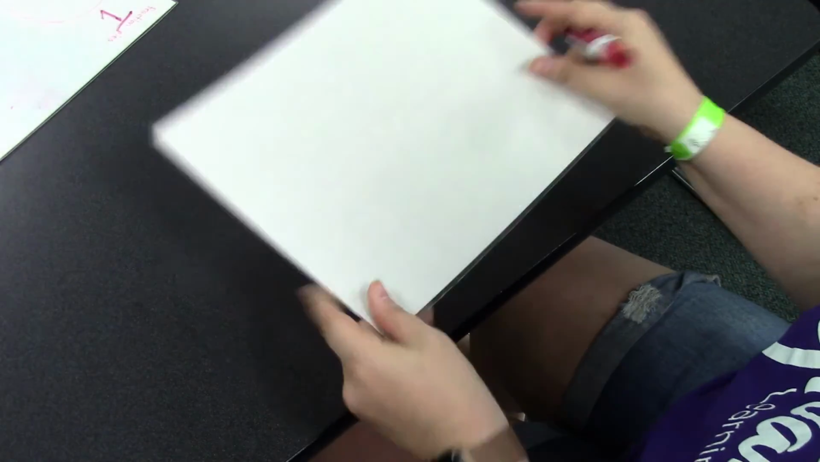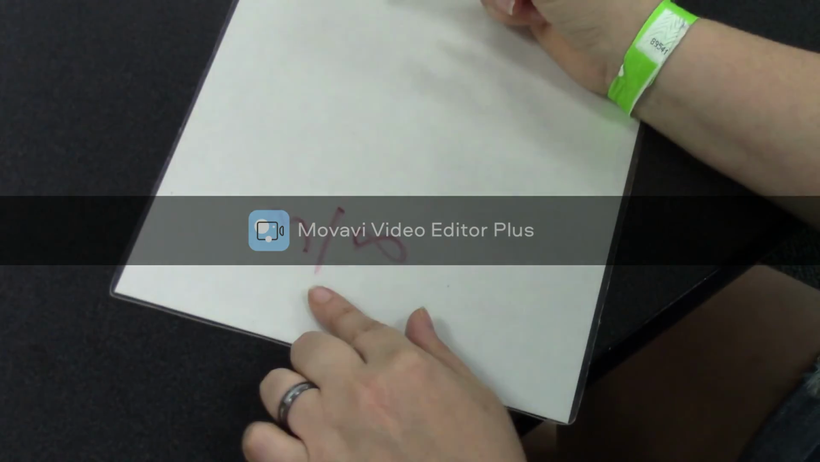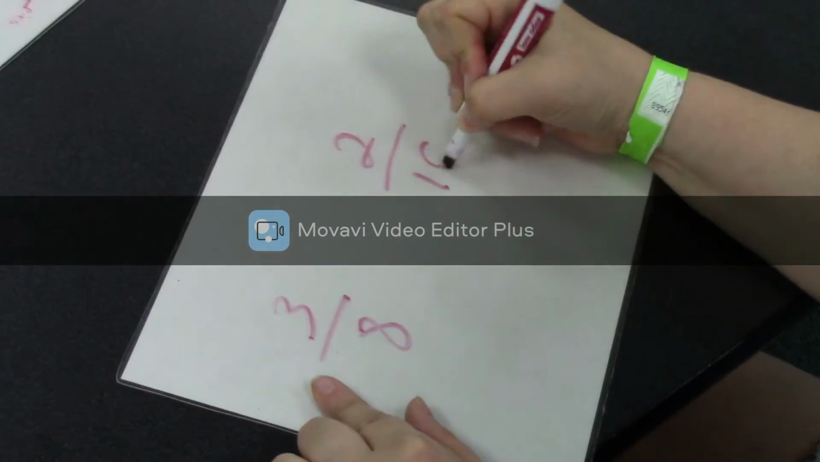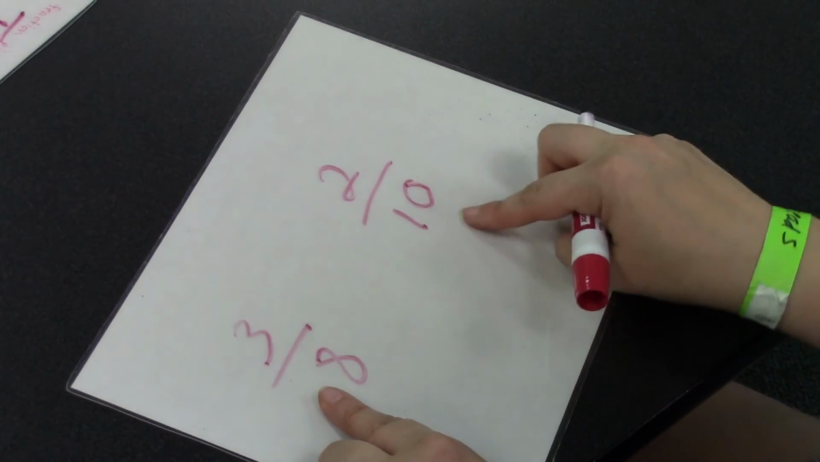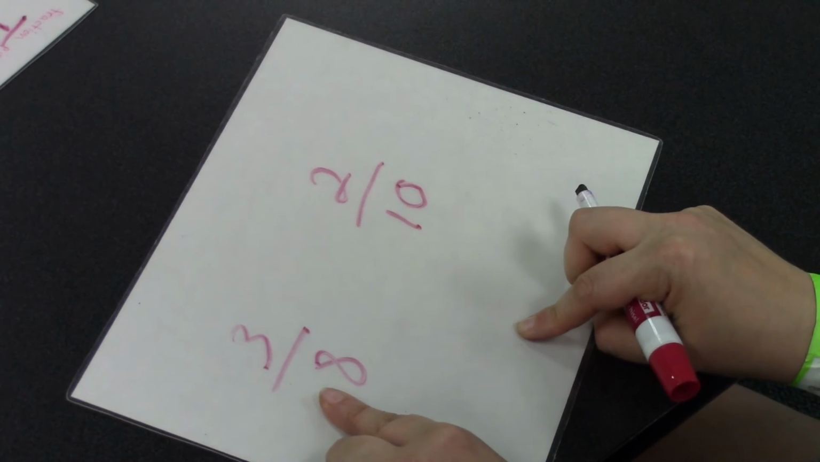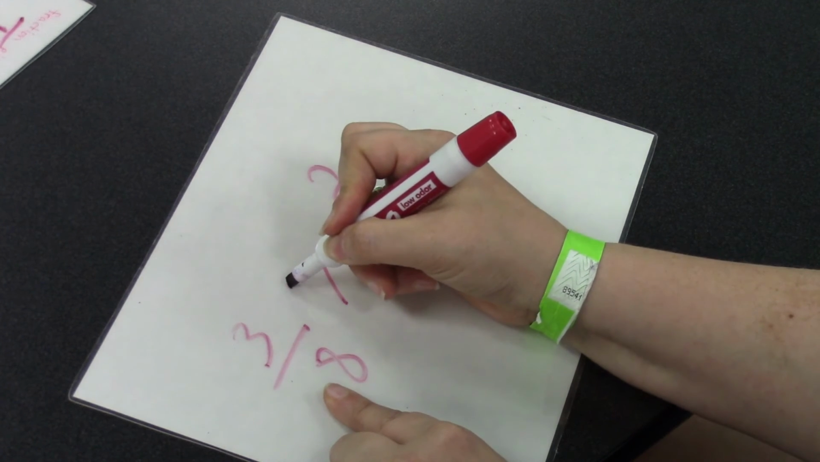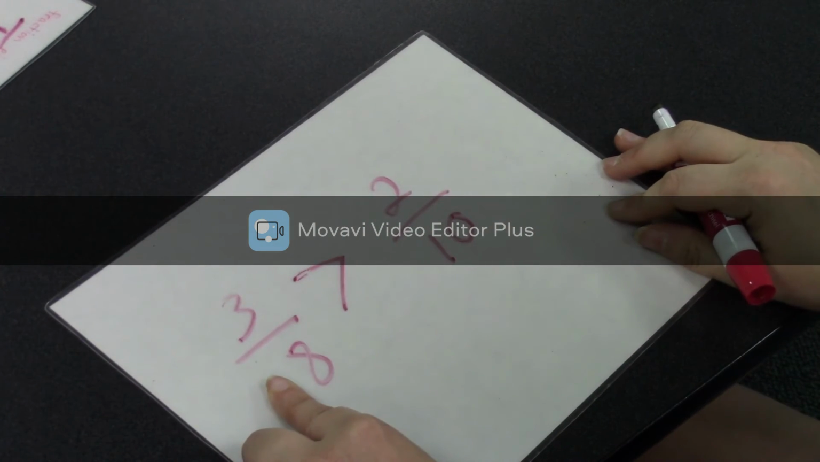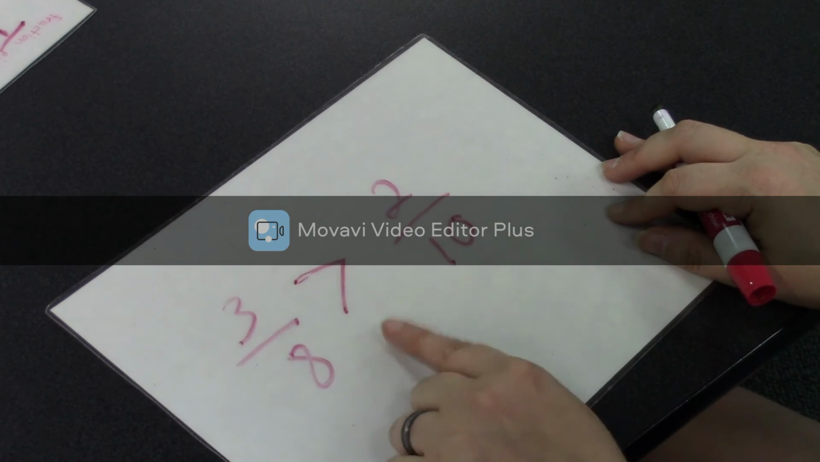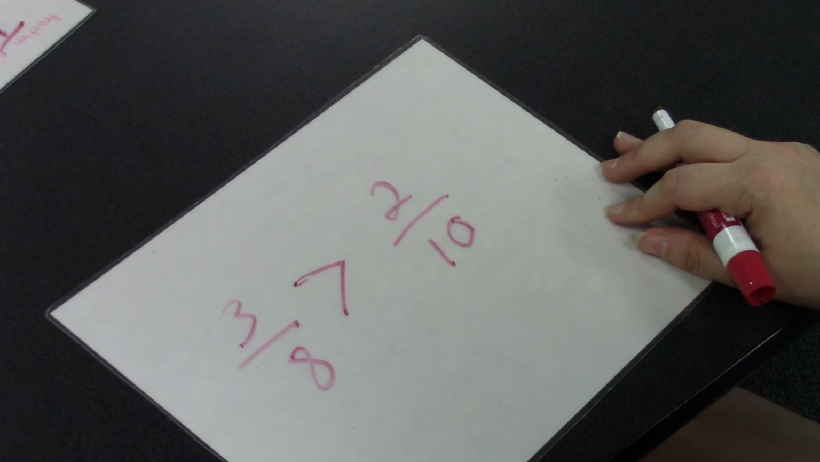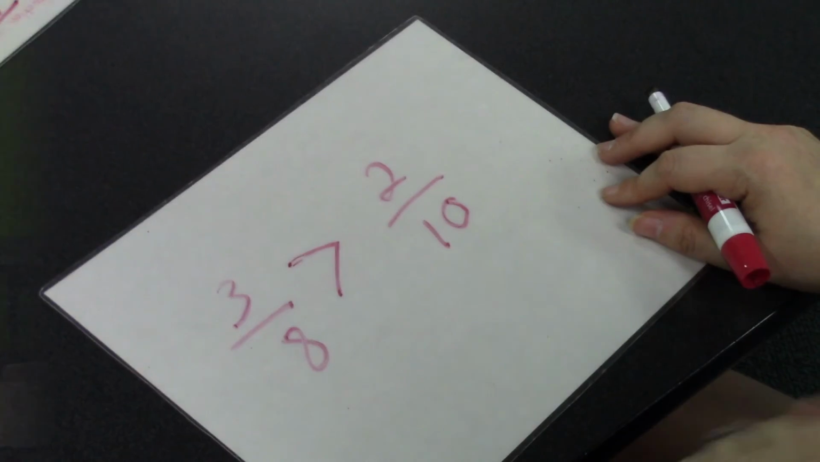So now we're going to rewrite our fractions. 3/8, 2/10. Since we said 3/8 is bigger than 2/10, we're going to use our greater than symbol, meaning our mouth needs to be open towards the bigger number to show that 3/8 is greater than 2/10. Now we know which pizza the girls should eat.